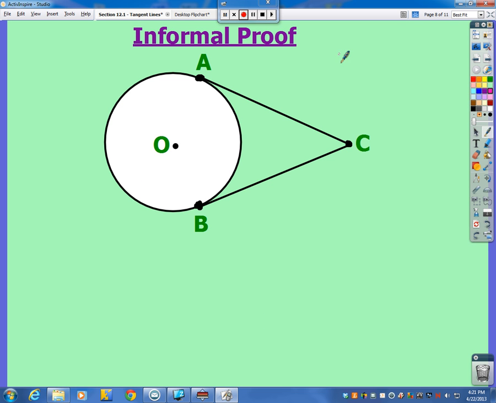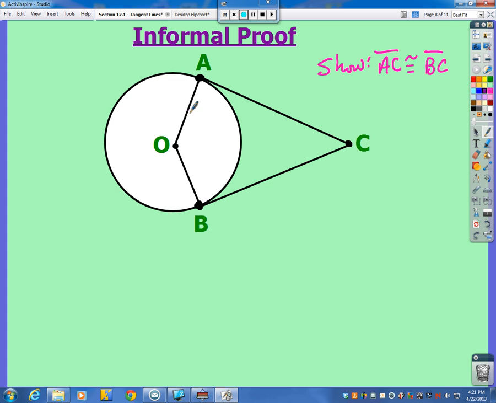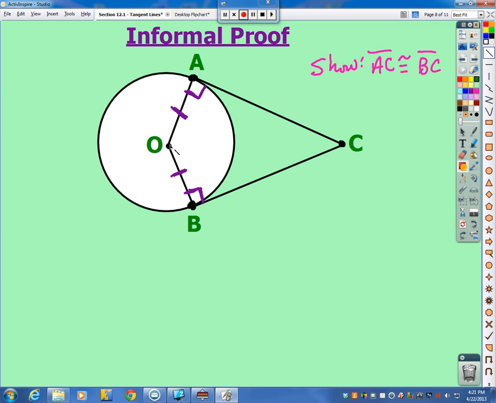Okay, what we want to do is show that AC is really congruent to BC. All right, now things that we have to work with here. Let's draw in a couple radii from O to A and O to B. And we know that all radii in a circle are congruent, so we can put congruent markings on there. And since these are already tangents, we can go ahead and put right angles here and here. Okay, so far so good. An extra line that we will draw in will be from O to C.